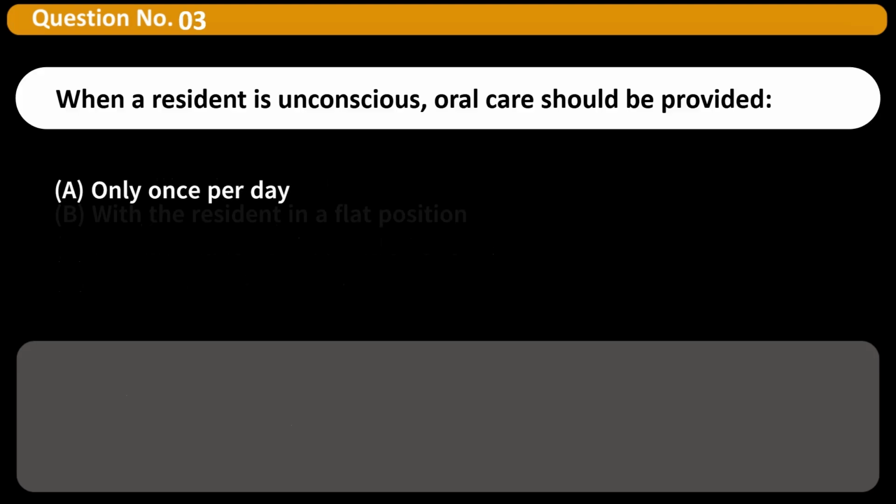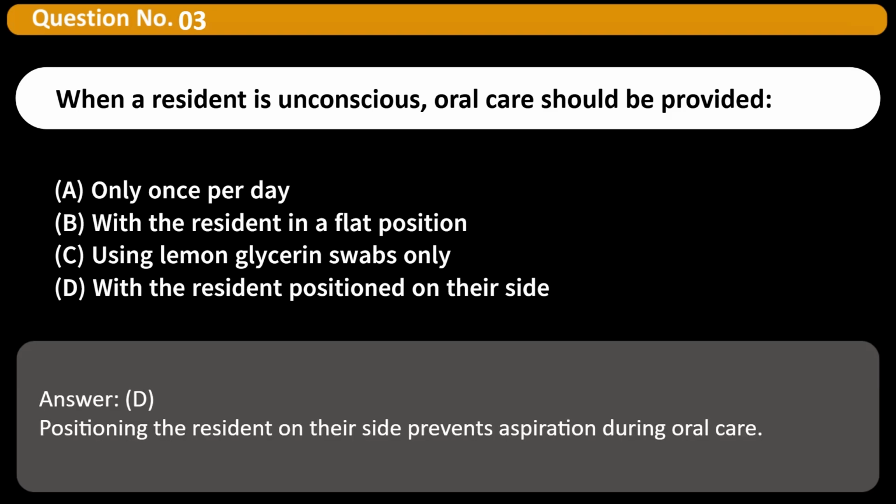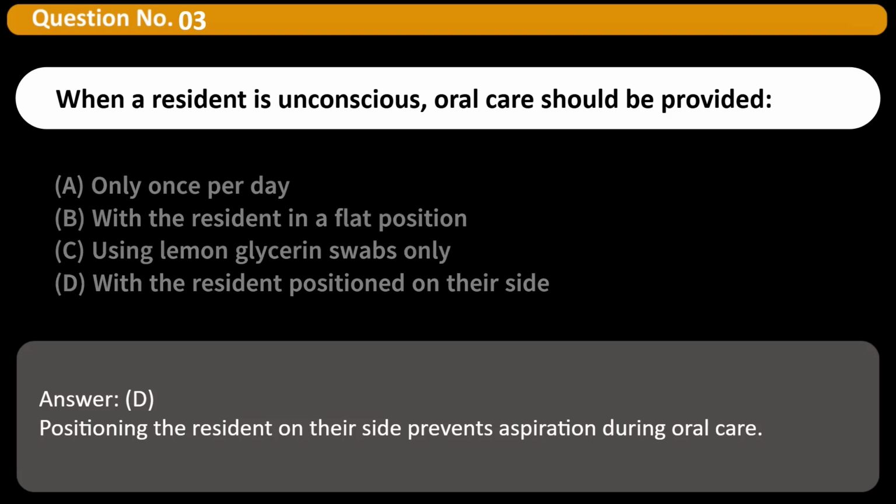When a resident is unconscious, oral care should be provided: A. Only once per day. B. With the resident in a flat position. C. Using lemon glycerin swabs only. D. With the resident positioned on their side. Answer, D. Positioning the resident on their side prevents aspiration during oral care.